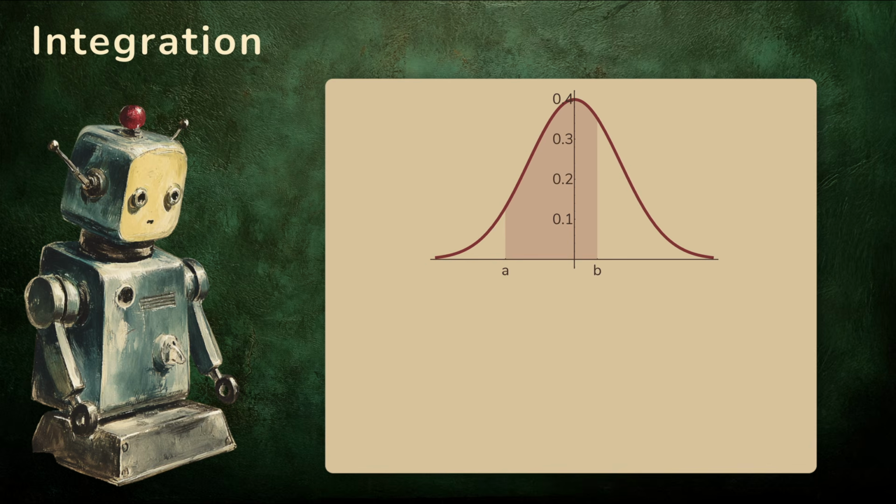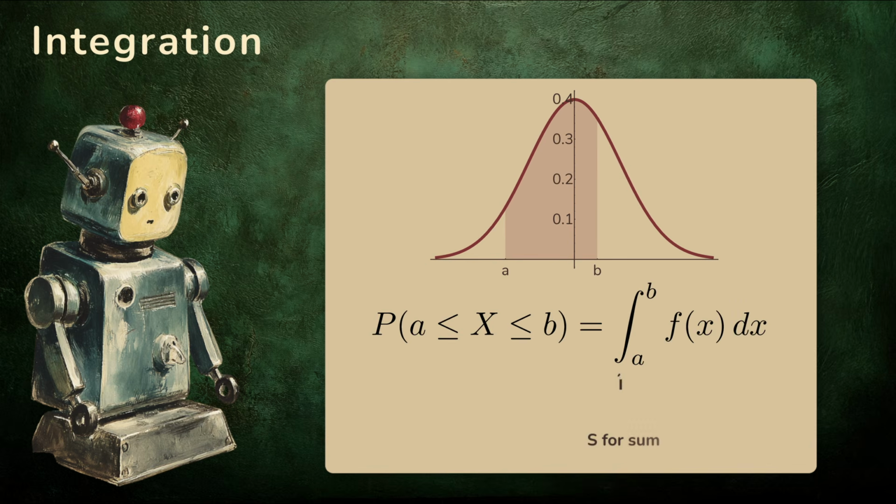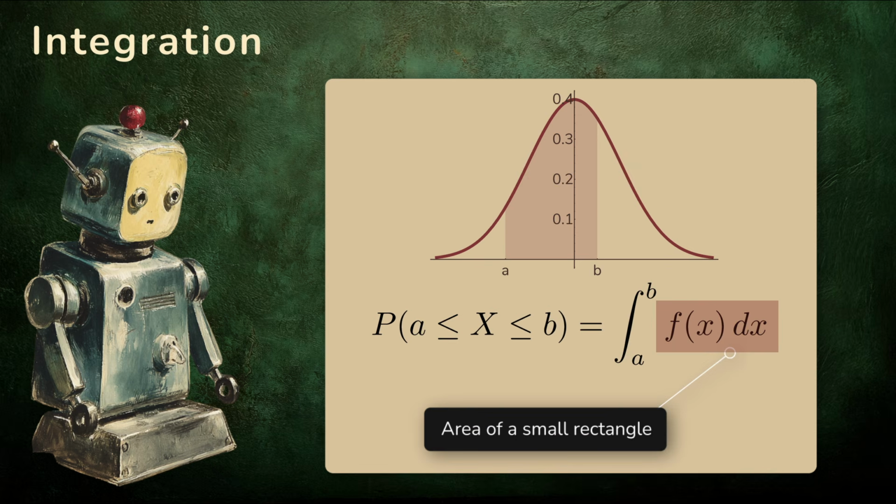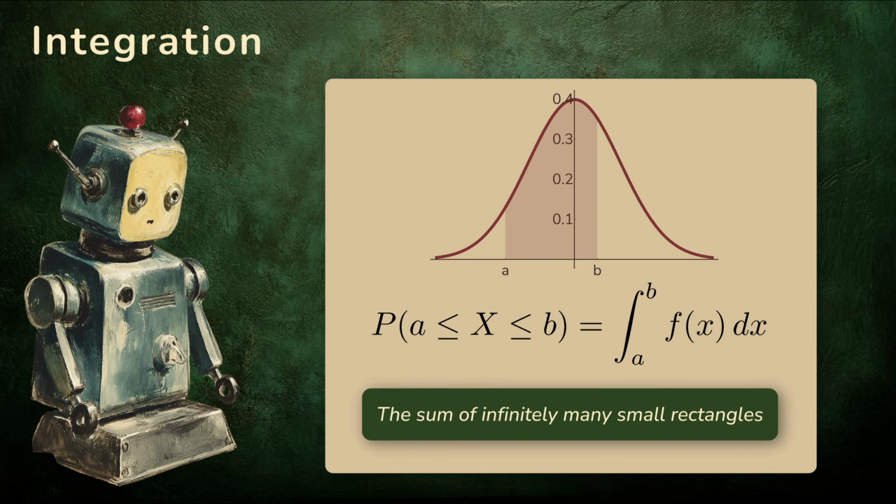The area is written like this. This symbol is a stretched out S for sum. At the bottom is the lower bound, which is the leftmost point of the region. At the top is the upper bound, or rightmost point of the region. Inside you have the density function and this little dx. You can think of this expression as the area of a teeny tiny rectangle with a width of dx and a height being the density at that specific location. So conceptually, this expression says you are summing up the area of infinitely many small rectangles, starting from A and ending at B.